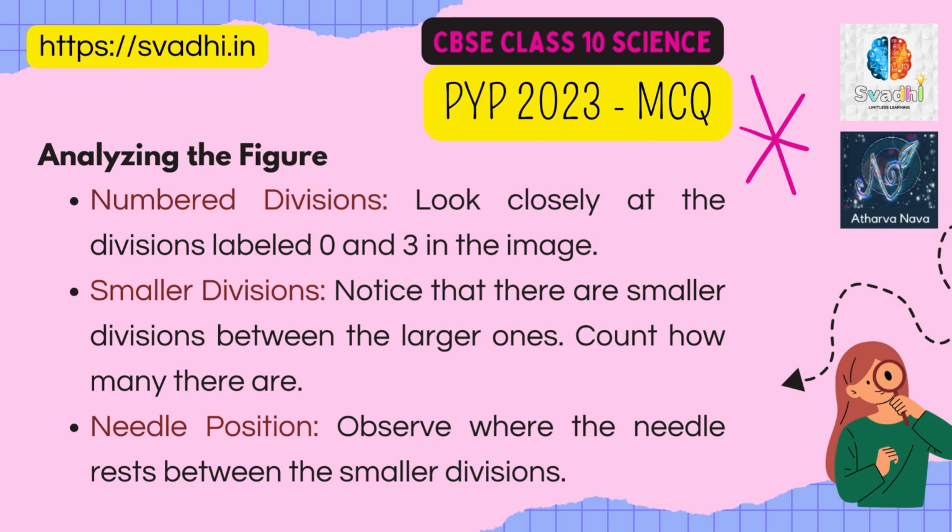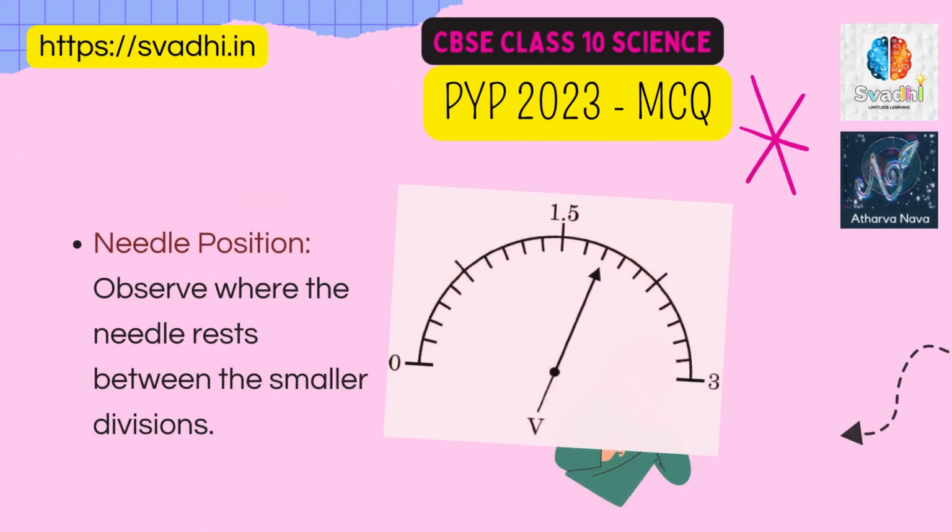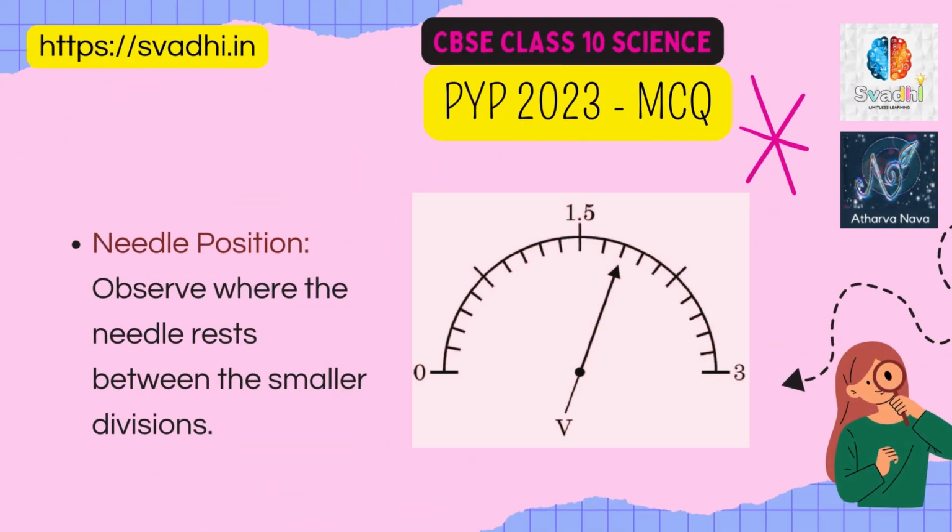Analyzing the figure. Numbered divisions: look closely at the divisions labeled 0 and 3 in the image. Smaller divisions: notice that there are smaller divisions between the larger ones. Count how many there are. Needle position: observe where the needle rests between the smaller divisions.